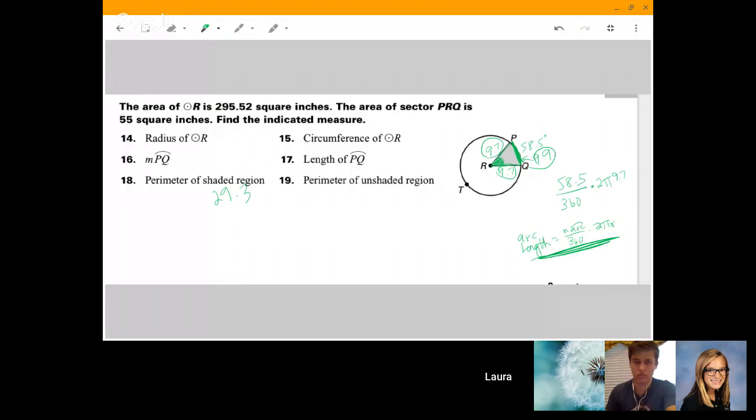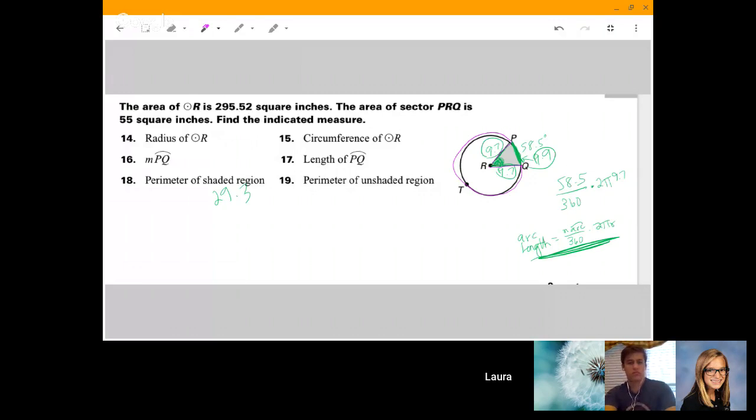Then the unshaded region, you still have 9.7 and 9.7, but this time you need this arc length. So there's two ways to do it. If you've already solved number 15 and you found the circumference of the whole circle, you could take out that little green piece that we just used. Or you can do what we did to find that little green piece, but with the angle of the rest of it, like the rest of this angle over here.